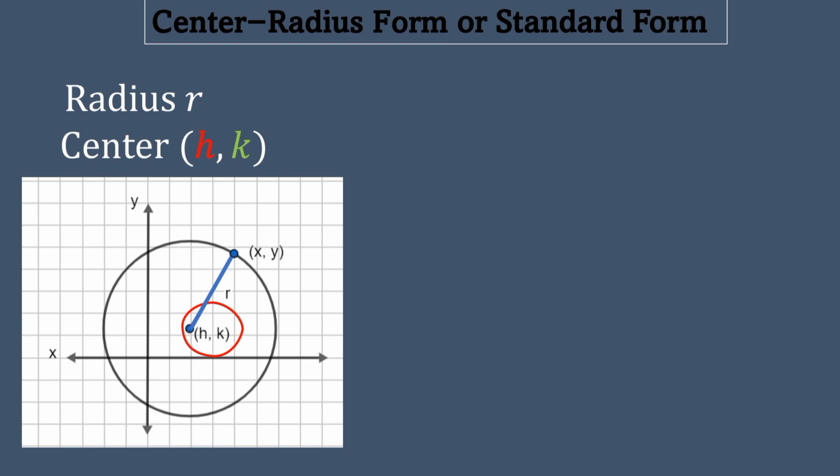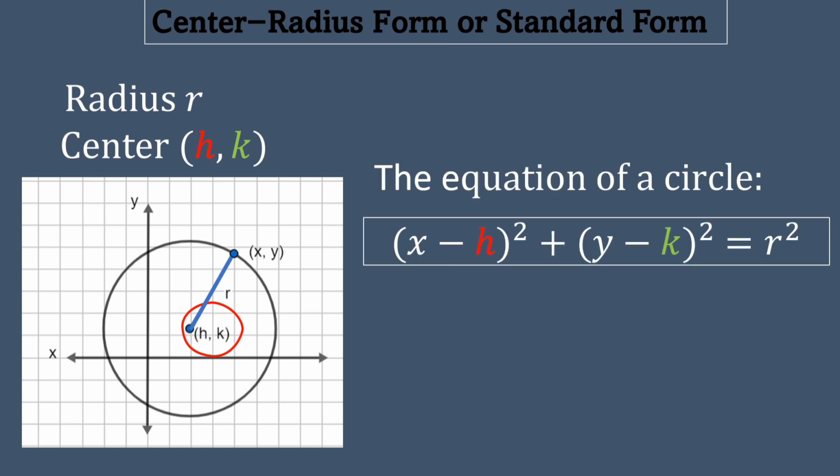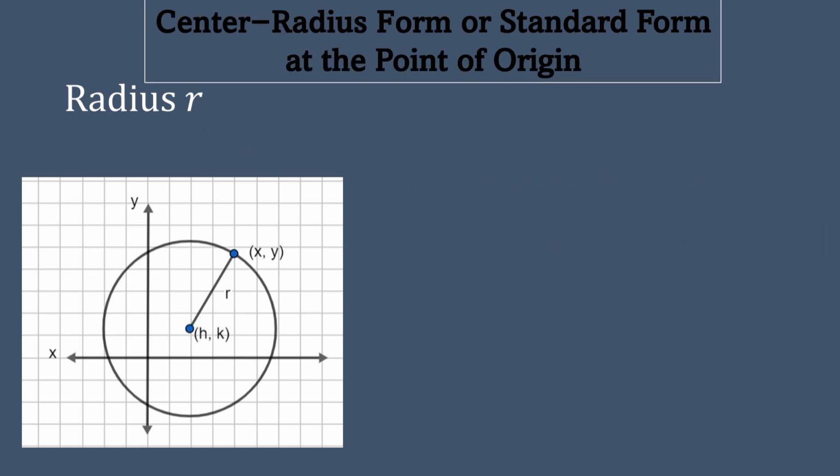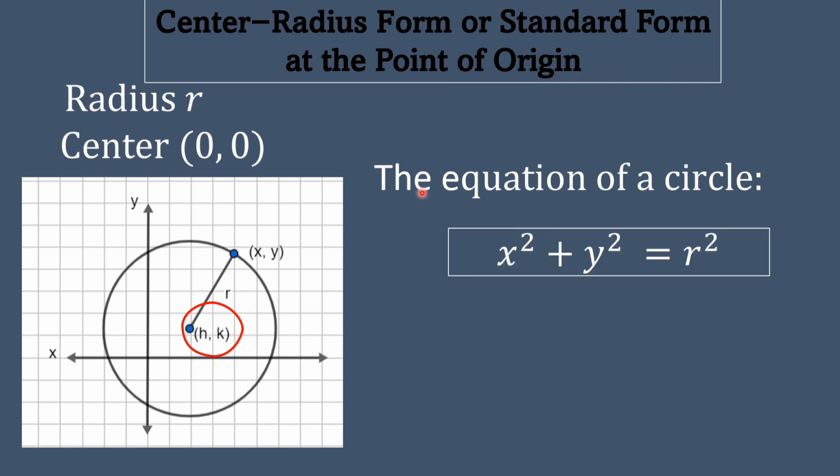The equation of the circle is (x − h)² + (y − k)² = r². If the center is at the origin, or at (0, 0), the equation of the circle then is x² + y² = r².